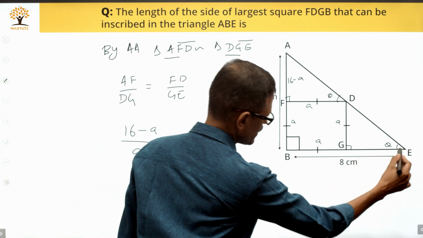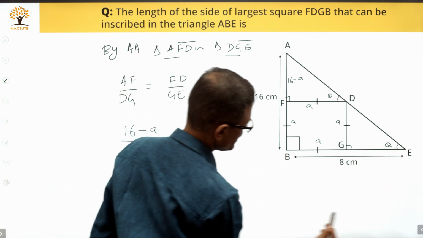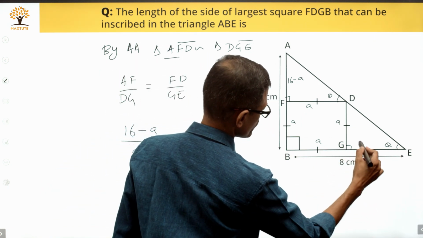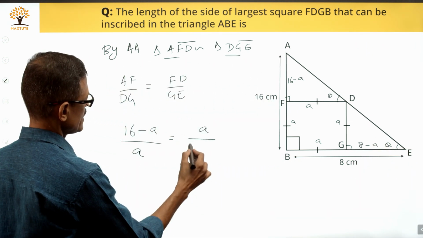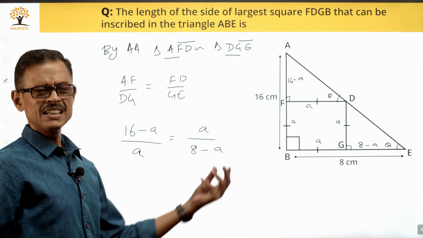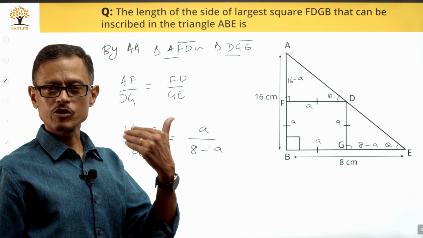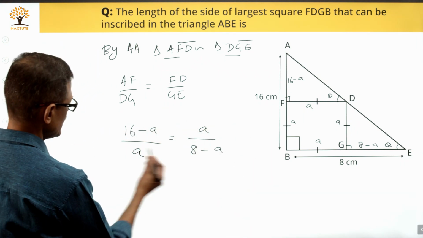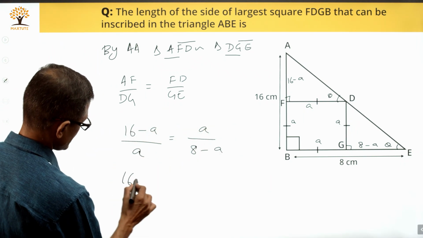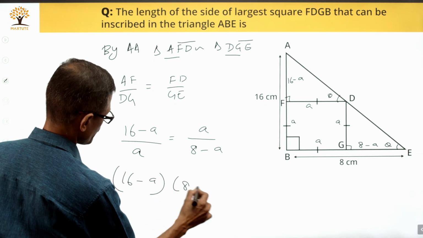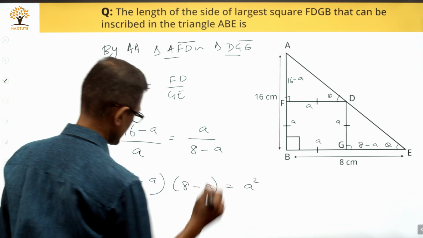Do you know the measure of GE? Not really, but yes, this entire BE is 8, BG is equal to A. So, GE is going to be equal to 8 minus A. Looks like we have one equation, one variable, we should be able to solve and get the value for A. Quickly do it, cross multiply. 16 minus A times 8 minus A is equal to A square.